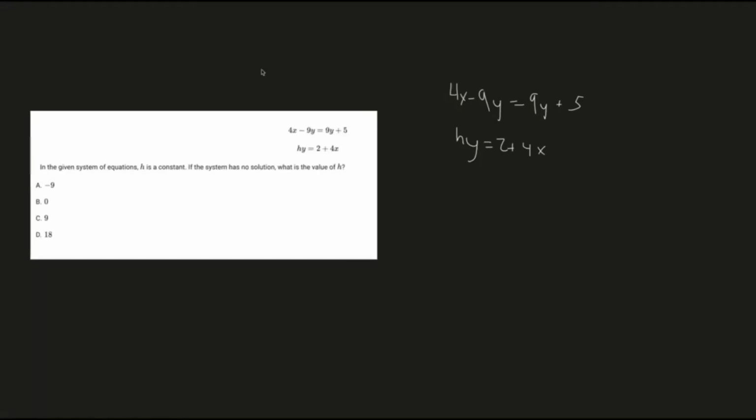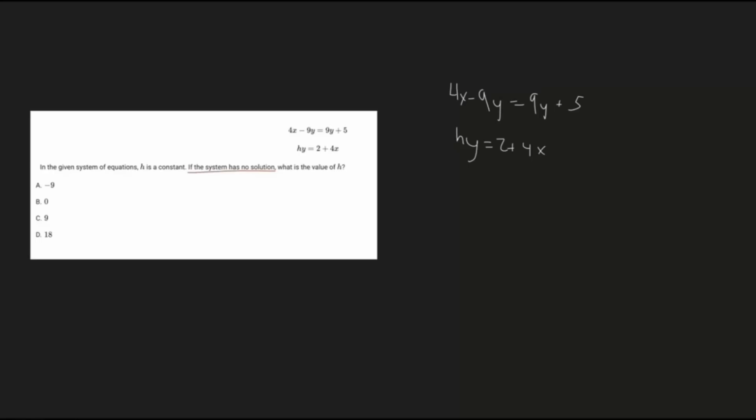In the given system of equations, h is a constant. If the system has no solution, what is the value of h? All right, so if the system has no solution, that means the lines will never intersect. We can see here we're dealing with linear equations, and linear lines that never intersect are going to be parallel lines. And we know parallel lines have the same slope and different y-intercepts.